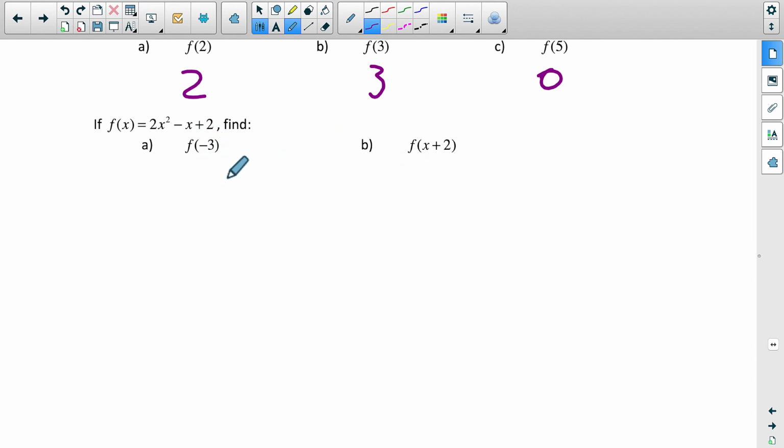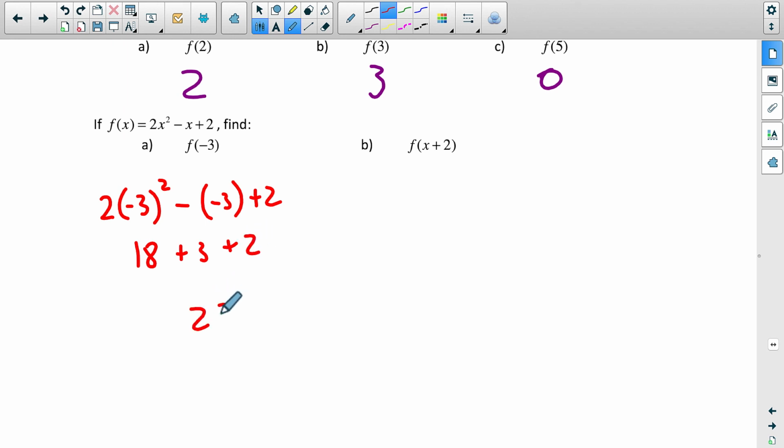So here we go. F of negative 3. What does that mean? That means in the function, wherever you see x, you're going to put negative 3. Now, I recommend when you substitute in, you always substitute in brackets. So I would put 2, and then there's my x. I'm going to substitute negative 3 into it. So in brackets, I'm going to put negative 3 squared minus, in brackets, I'm going to put negative 3 plus 2. You must do this first. Negative 3, it's in brackets. That means you have to square the negative as well. This is equal to positive 9 times 2 is 18. Take away negative means plus 3 plus 2, so you get 23.